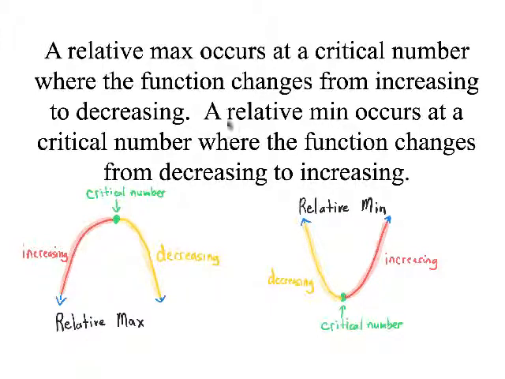A relative min occurs at a critical number where the function changes from decreasing to increasing. So a relative min you have right here, it's a critical number right there where its slope is 0. And then it goes from decreasing to increasing. Remember, decreasing means the slopes are negative. Increasing means the slopes are positive. So if I want a relative min, I first find critical numbers, and then I have to find if these slopes go from negative to positive, it is a min. If the slopes go from positive to negative, it's a relative max.